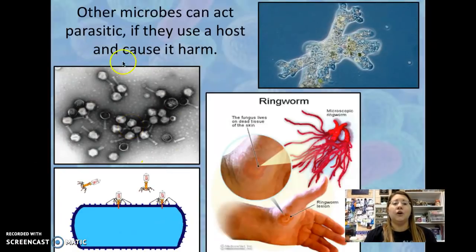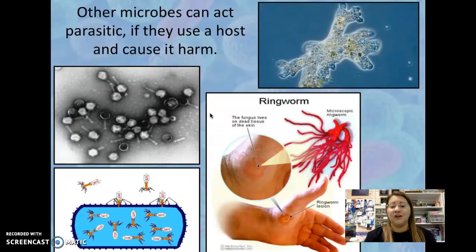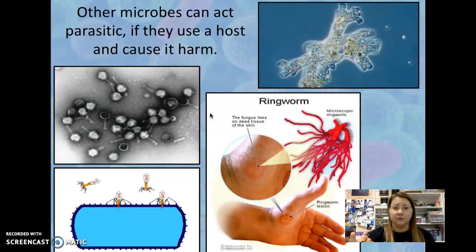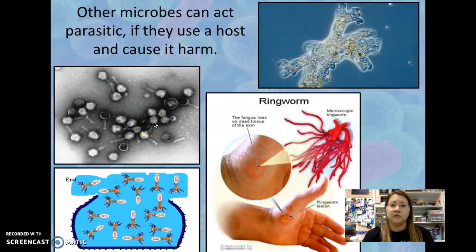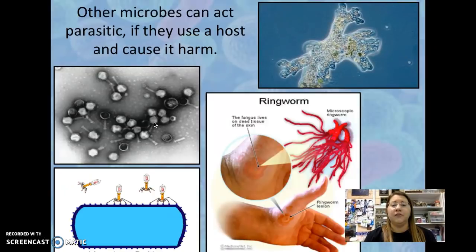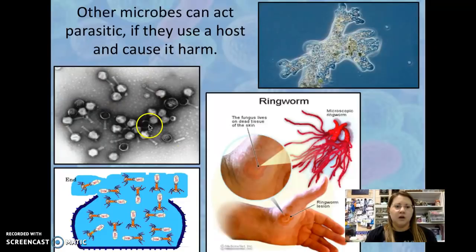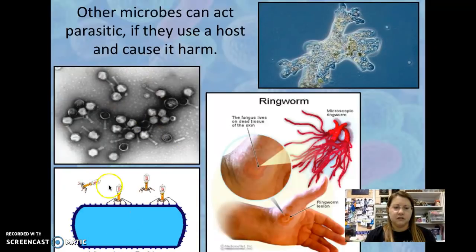Viruses are key in being or acting parasitic. Viruses act very similar to parasites because they need a host and they also cause harm. They'll make you sick. But there are some other ones as well that can act parasitic. So this is bacteriophage reproduction, and this is simulating that through this little illustration.